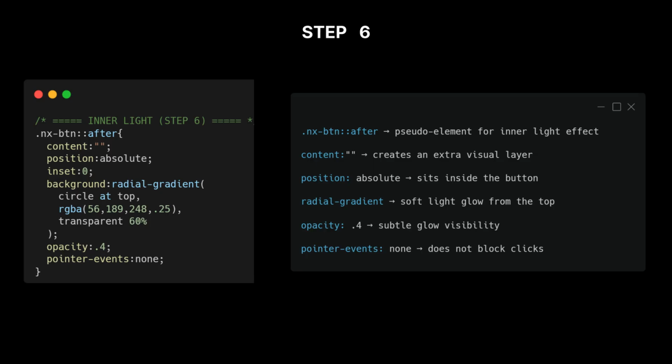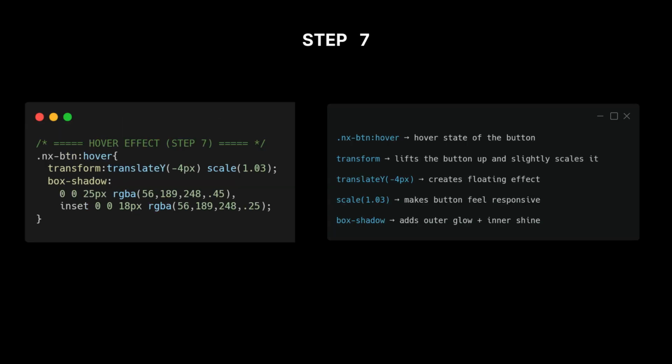Finally, pointer events is set to none, ensuring this visual layer does not block button clicks. This inner light adds depth and enhances the futuristic look of the button. Now in step 7, we add the hover interaction to make the button feel alive. When the user hovers over the button, the transform property moves it slightly upward using translate y, -4px. At the same time, scale, 1.03, makes the button a little bigger, creating a smooth lift and zoom effect.